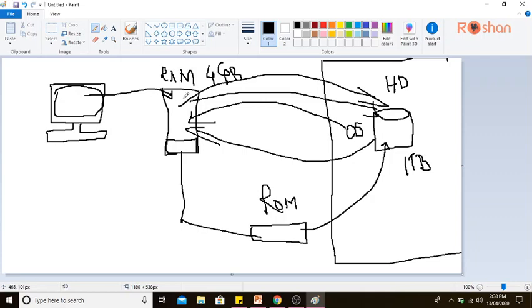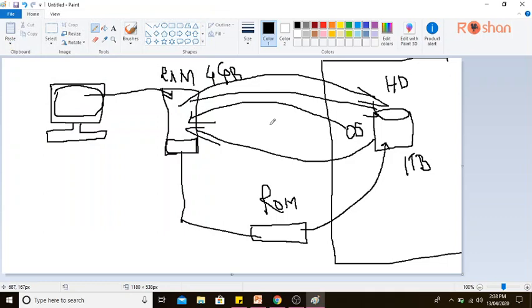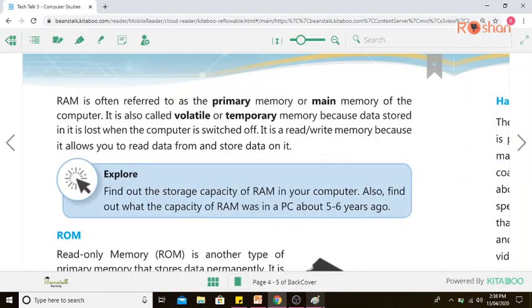Suppose I type something in my notepad. While I'm typing, all information is stored in RAM only. When I want to save that information, I click file and save. Save means that information goes to the hard disk and is saved in a particular folder. If the power suddenly goes off, RAM loses the data. That's why it's called volatile or temporary memory. It is read-write memory because it allows both read and write access.